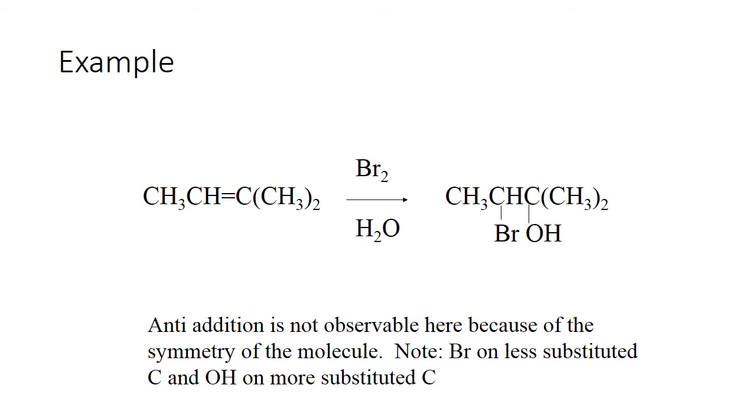Key point here: you cannot see that the anti-addition is still happening. The point of this reaction is to demonstrate the Markovnikov addition for the hydroxyl group. So you see bromine on the less substituted atom and the alcohol group on the more substituted atom.